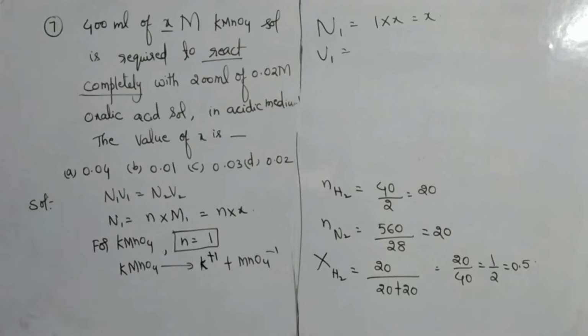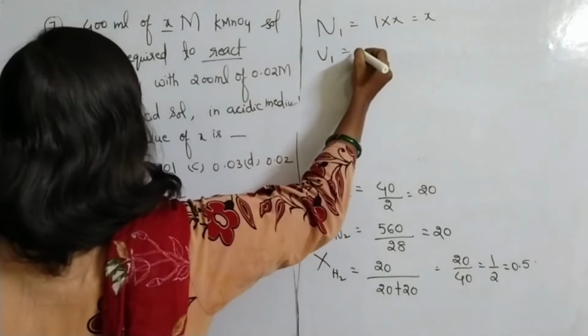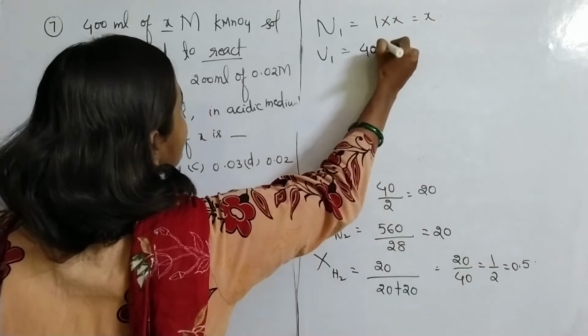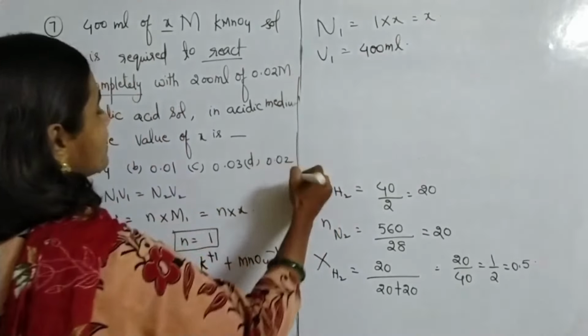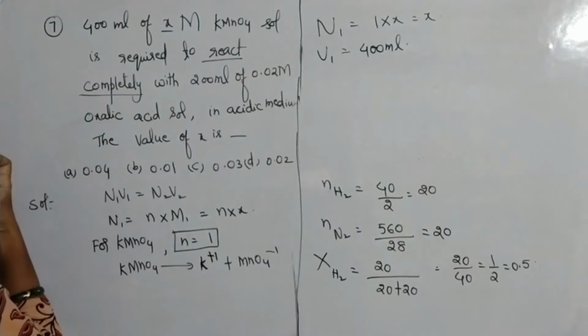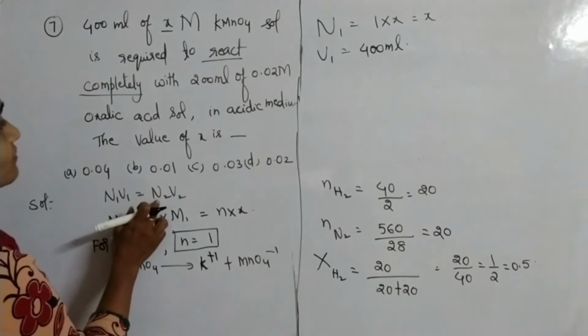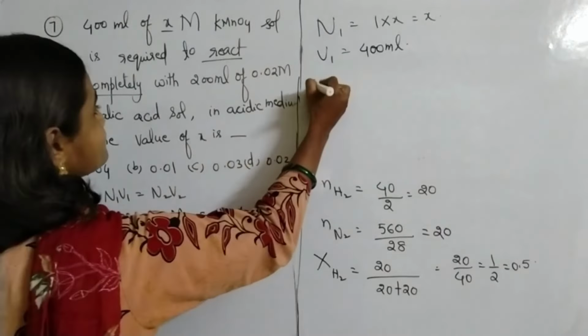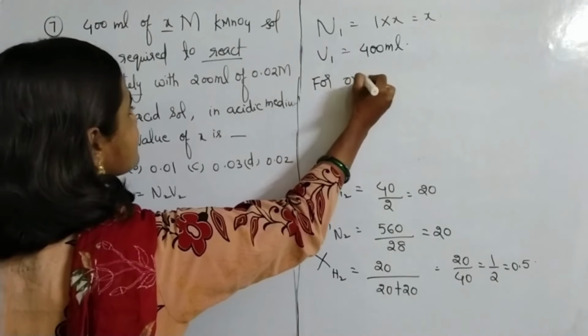Okay, and M2 is for what? Oxalic acid. Okay, V1 is 400 only, not 40, 400 ml. Okay, so next we have to go for what? N2V2. N2, for oxalic acid.